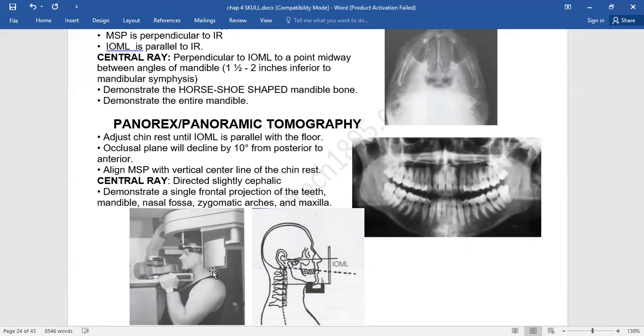So yung ginagamit na radiographic film is different from the regular. So para siyang gamit ng mga dentist na film. Align MSP with vertical center line of the chin rest. Central ray is directed slightly cephalic. So this is not commonly performed naman sa ngayon sa ating department. So this is done to demonstrate single frontal projection of the teeth, the mandible, the nasal fossa, the zygomatic arches, and the maxilla. So yung kanyang image ay itong sa right.